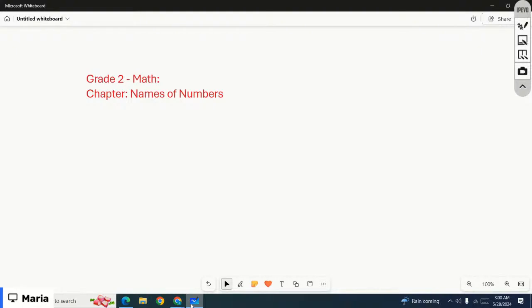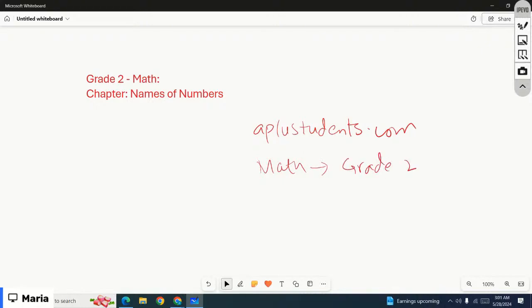We are here for grade 2 math. You can find all the lessons on ames.com. You have to log in there using your email address and password as provided by the administrator. Then you have to select math from the subject tab. Scroll down to grade 2 and then click on view all lessons. There you can find a list of the chapters. We're going to start with the chapter names of numbers.